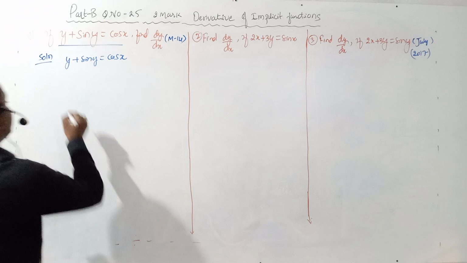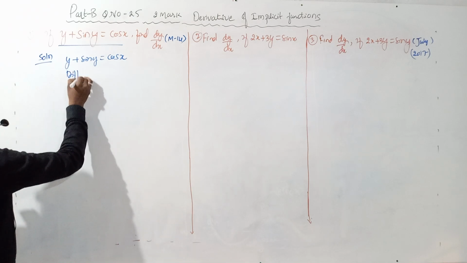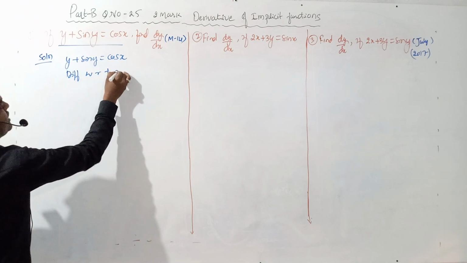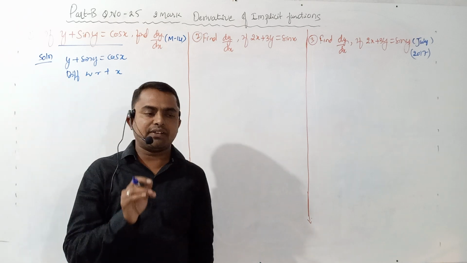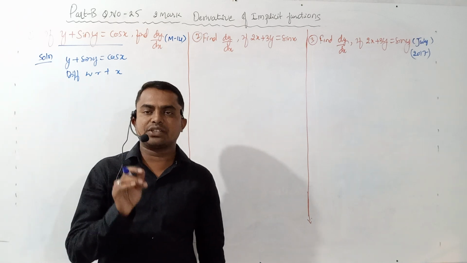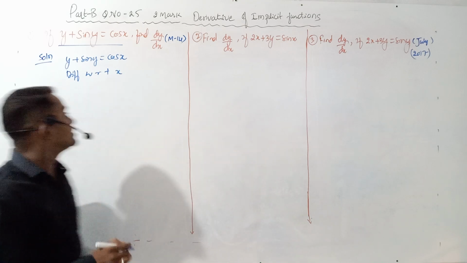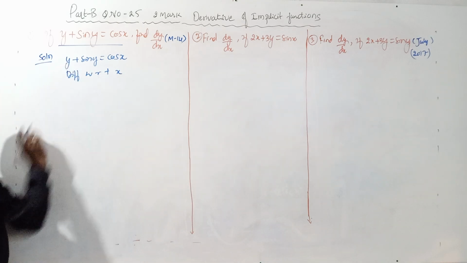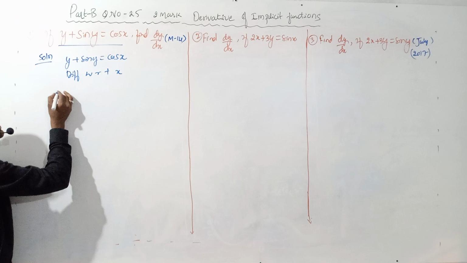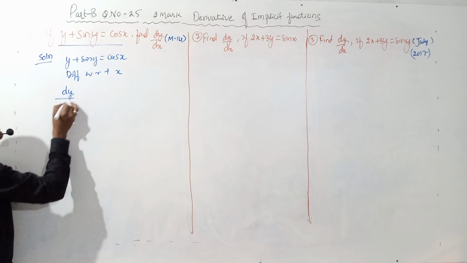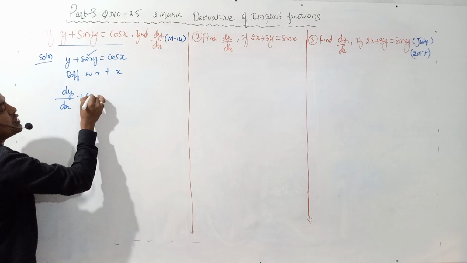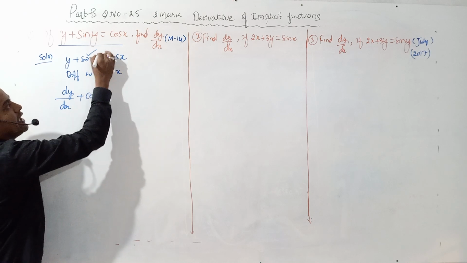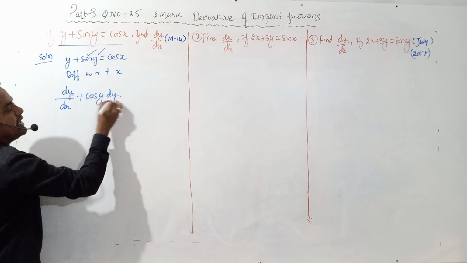Second, differentiate with respect to x. After writing the function, we have to differentiate the function. Derivative of y with respect to x is nothing but dy by dx, plus derivative of sin y, which is cos y, times derivative of y, dy by dx.